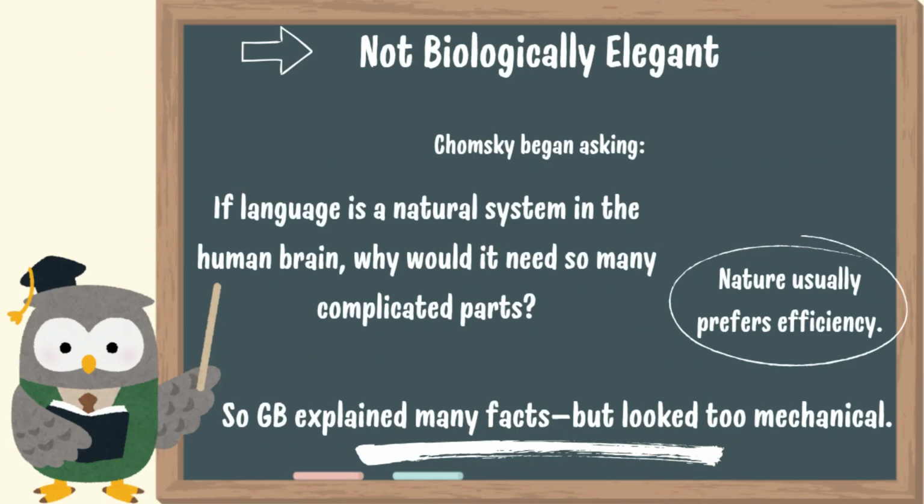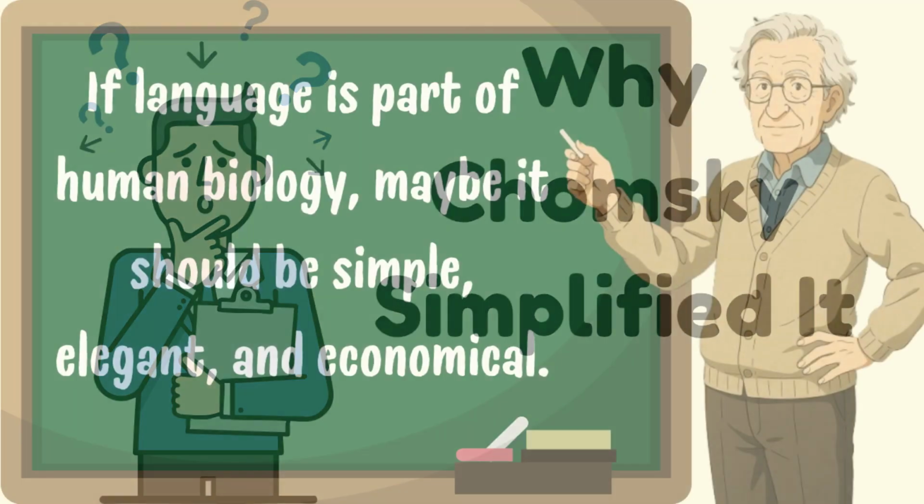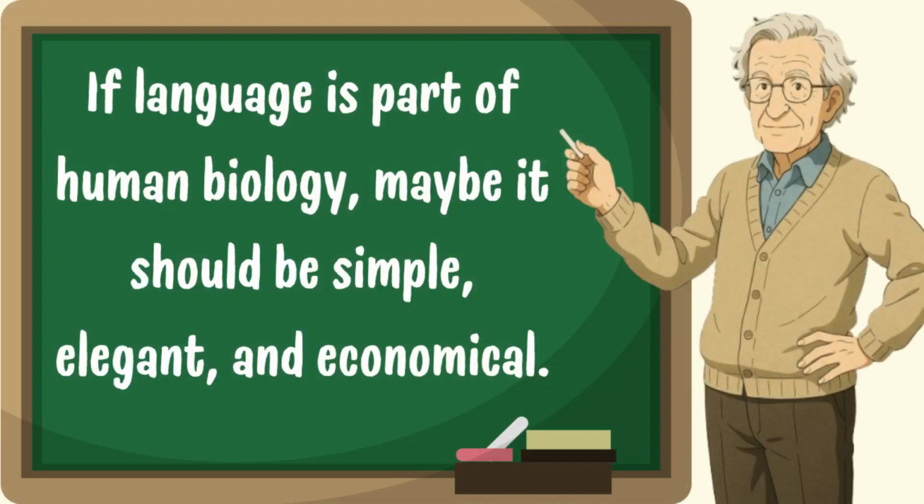Chomsky began asking, if language is a natural system in the human brain, why would it need so many complicated parts? Nature usually prefers efficiency, so GB explained many facts, but looked too mechanical. Why Chomsky simplified it? Chomsky wanted to redesign syntax. He asked, main question, if language is part of human biology, maybe it should be simple, elegant, and economical. Instead of many rules, maybe one operation can do most of the work.